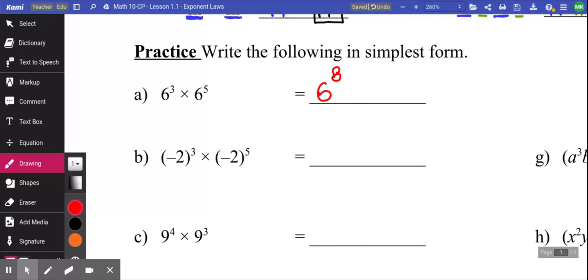The next one, B, is one that people do right but get wrong. If we're looking at this, it's negative 2 to the power of 3 times negative 2 to the power of 5. We're going to add those exponents to become 8. And I think if I looked at a lot of sheets, we would get negative 2 to the power of 8, like that. Now, we got a few issues here.